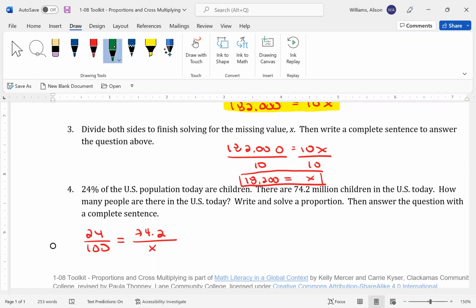So for this cross multiplication, I would do 24 times x and 100, excuse me, times 74.2. That's going to come out to, did I do that right? 7420? Yes, I did. Okay. Now to solve it, I'm going to divide both sides by 24 to solve for x. And grabbing my calculator.